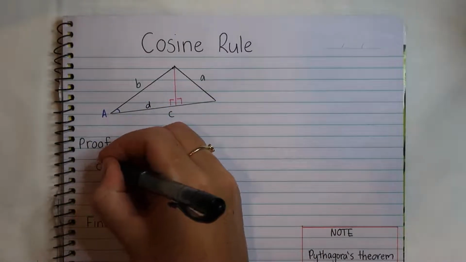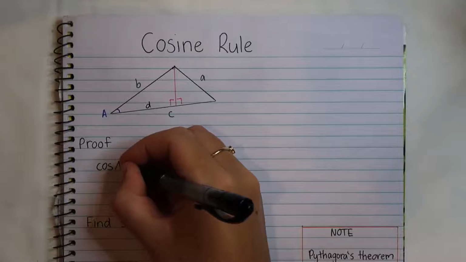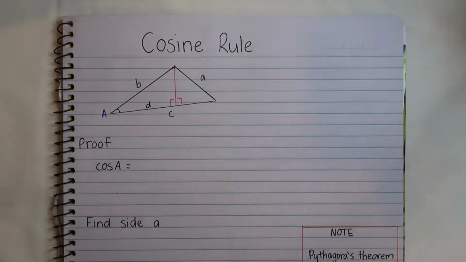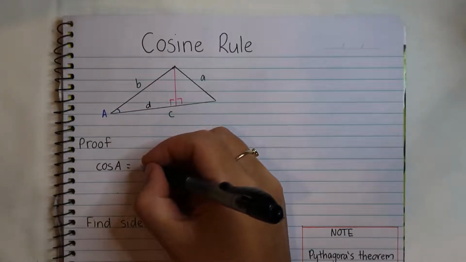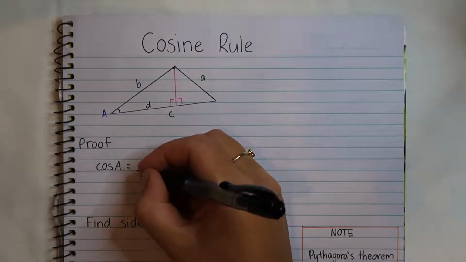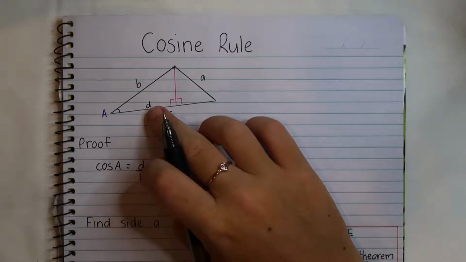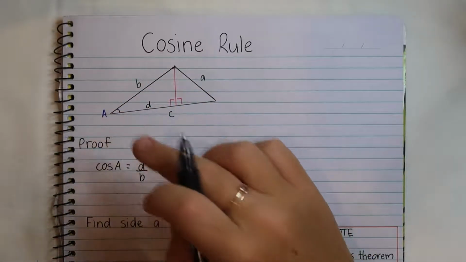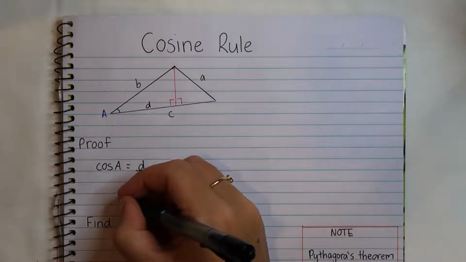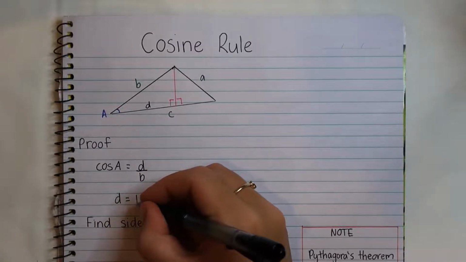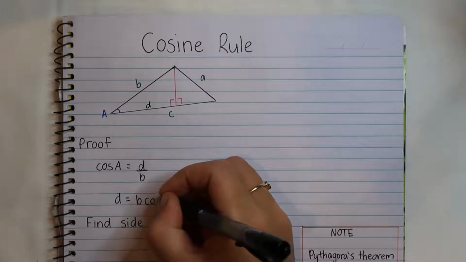cosine angle A, which is equal to the adjacent, which is D, over hypotenuse B. But we want to write this in terms of D, as we already know B and angle A. So D is equal to B multiplied by cosine angle A.